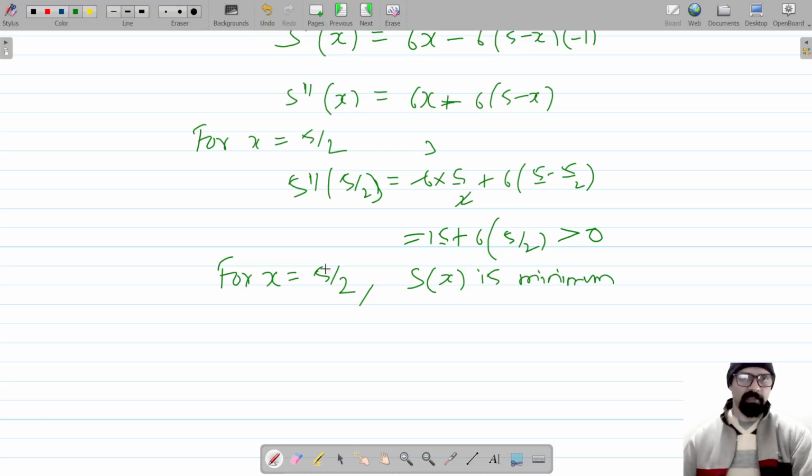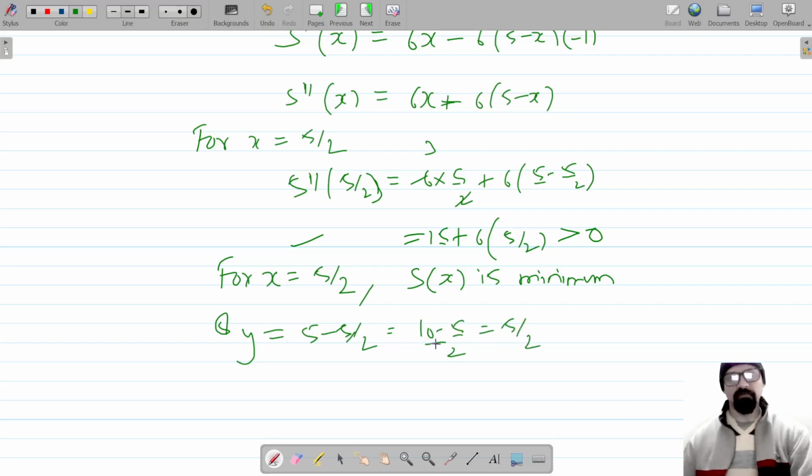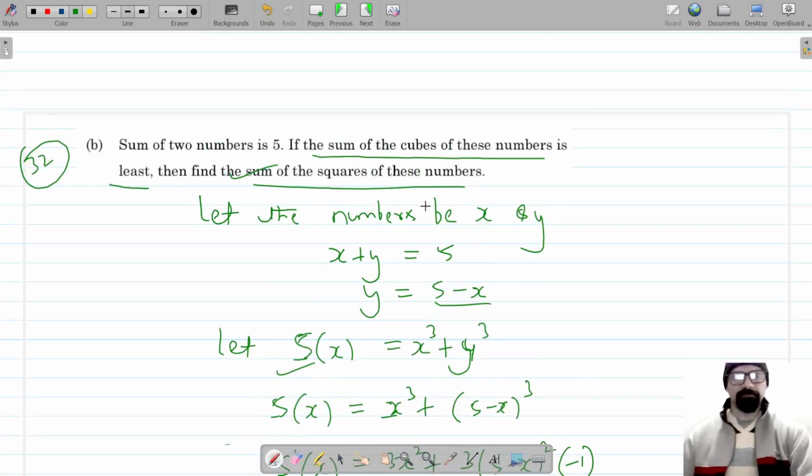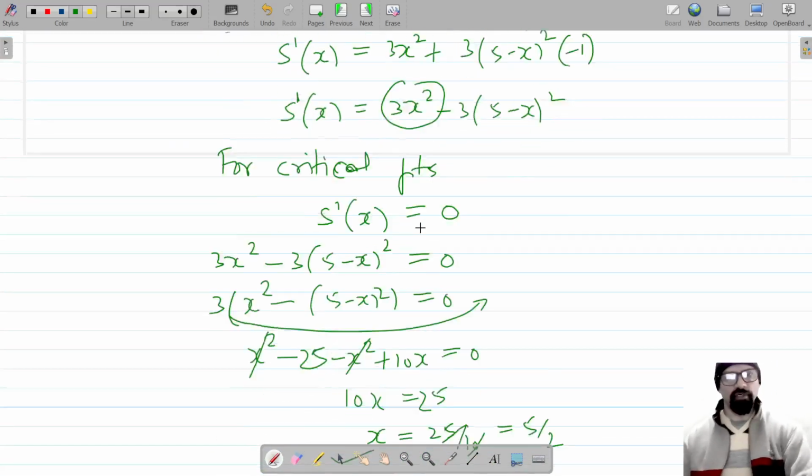minimum. So पहला number है 5 by 2 और दूसरा number y हो जाएगा 5 minus 5 by 2, which is 10 minus 5 by 2, which is 5 by 2. So these two numbers are 5 by 2 and 5 by 2. Okay, now it's not the numbers, हमसे पूछा गया that you find the sum of the squares of these numbers.